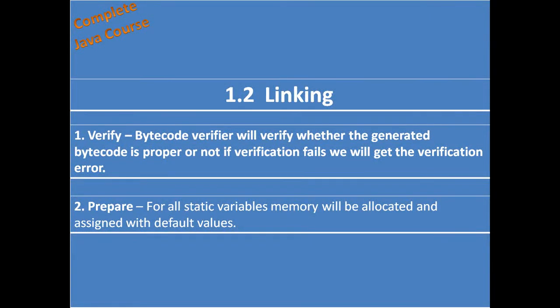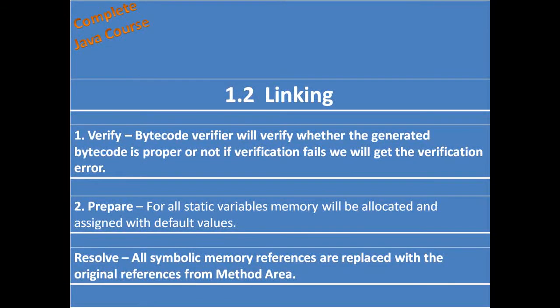Number two, prepare. In the prepare process, for all static variables, memory will be allocated and assigned the default value. If you define static fields in your class, then in this phase all the static variables get memory and are assigned the default value. Number three is resolve. All symbolic memory references are replaced with the original reference from the method area. What is the method area? We will learn within a few seconds.